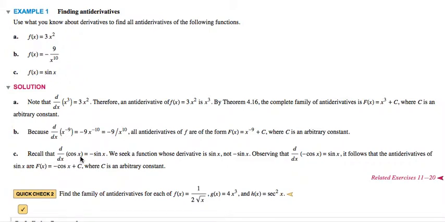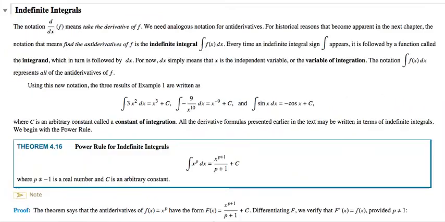Remembering that the derivative of cosine is negative sine, we're looking for a function whose derivative is sine. So we want to take the derivative of negative cosine in order to get sine. So the antiderivatives of sine are negative cosine of x plus c.